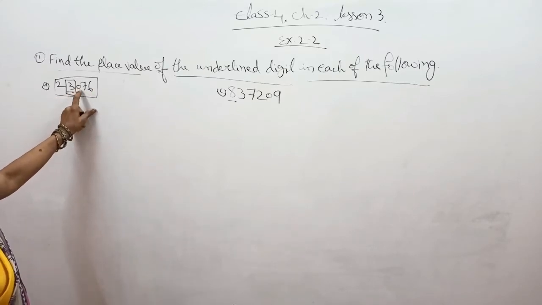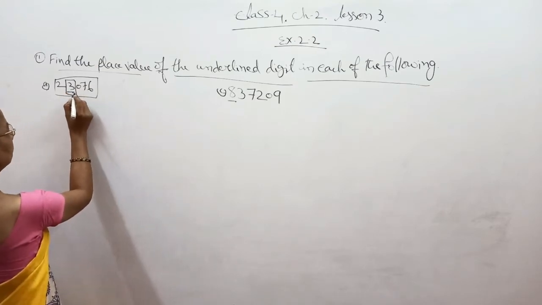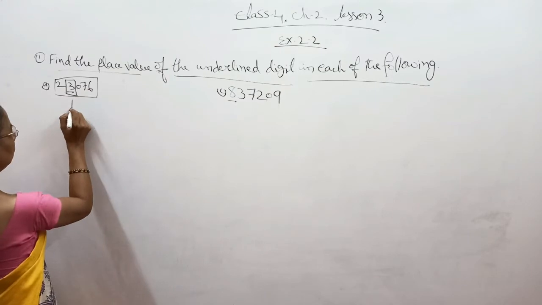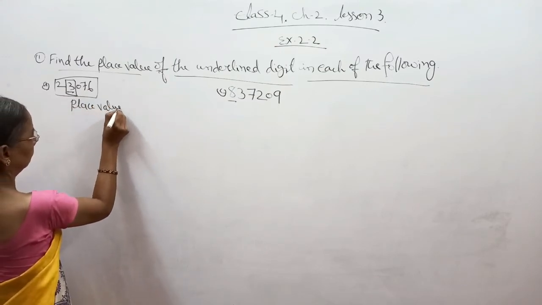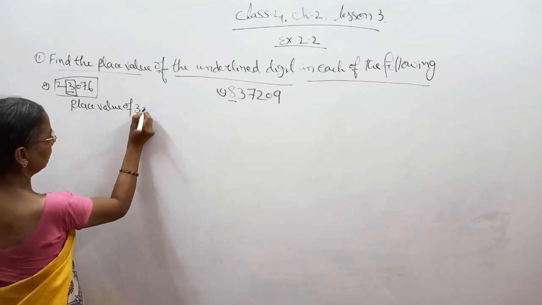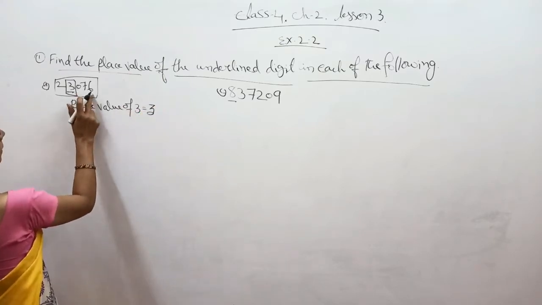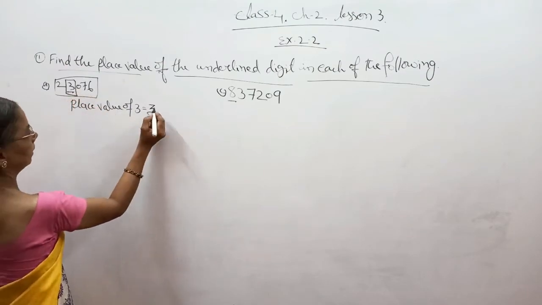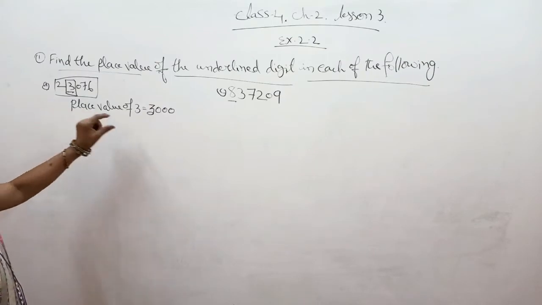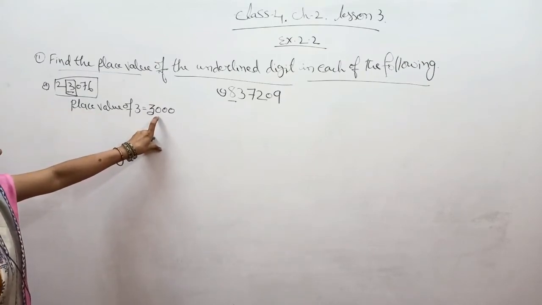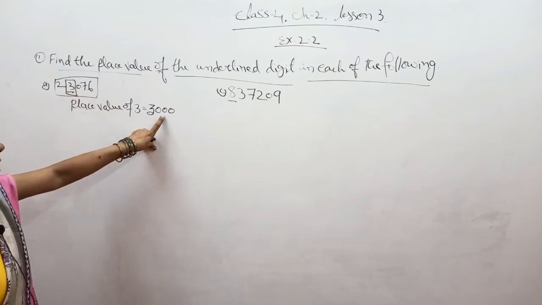Ones, tens, hundreds, and it is thousands. Thousands means we have to write place value of 3 equals 3. आगे कितने डिजिट्स है? 1 2 3. Then simply put 3 zeros. Like this we can identify the value of that particular digit easily.